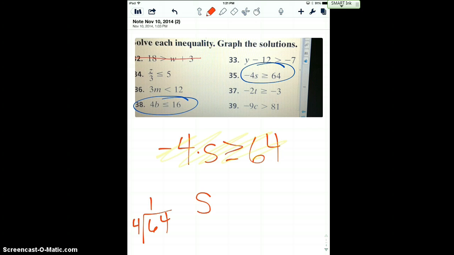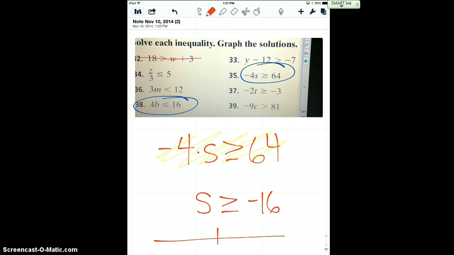4 goes into 6 once. I'm left with 2. 4 goes into 24 6 times. They are different signs, so it's going to be negative. Okay? So at this point, you might think that I did something wrong, but I'm going to keep going.